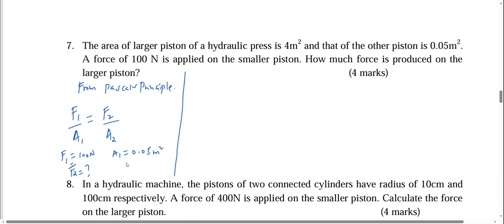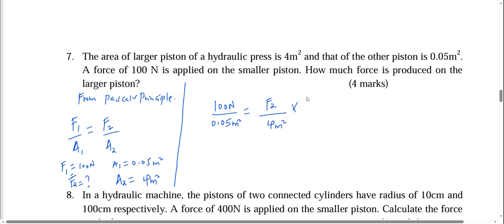Our area 2 is 4 square meter. Now when you insert it in our formula, we'll have 100 Newton all over 0.05 square meter is equals to F2 all over 4 meter squared.